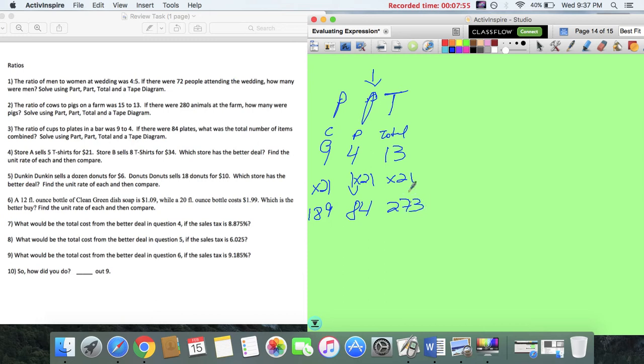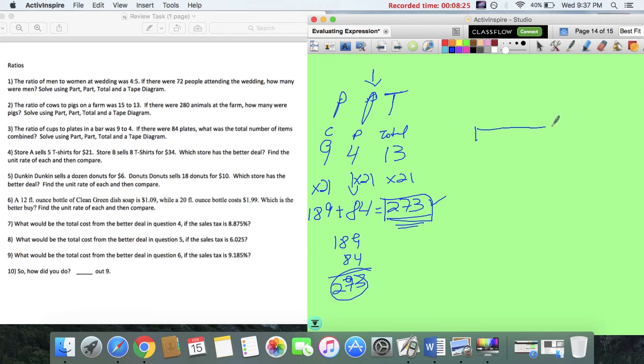So let's see if that actually works. Is 189 plus 84 equal to 273? 13, carry the 1, 9, 7, sorry, 273. So this is correct. This plus this equals that. Perfect. And we want the total number of combined items of plates and cups, which is 273. That's my answer.